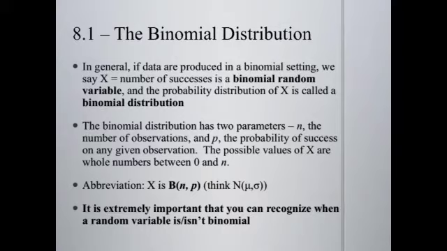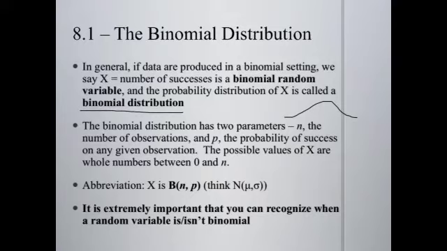In general, if data are produced in a binomial setting, we say X is the number of successes in a binomial random variable, and the probability distribution of X is called a binomial distribution. We've already talked about a distribution called the normal curve, right? The beautiful normal curve that we always talk about. Well, now I'm going to introduce a binomial distribution.